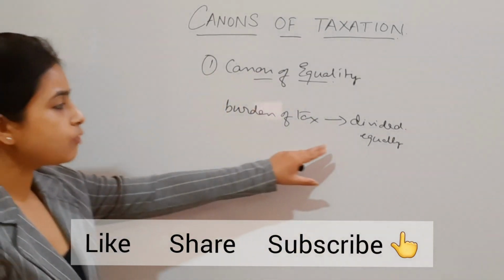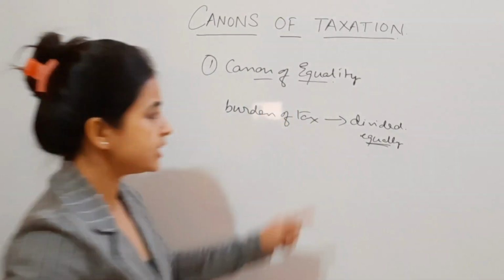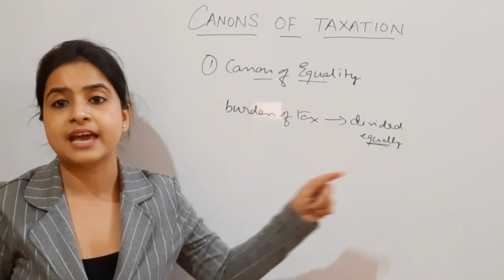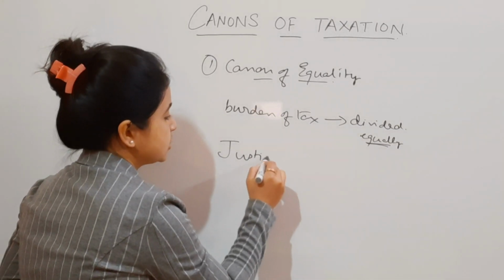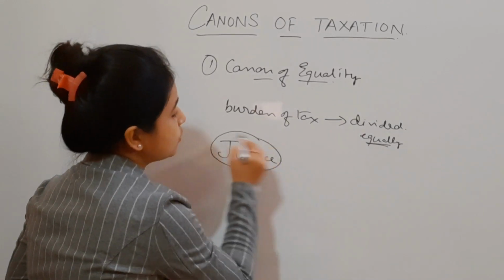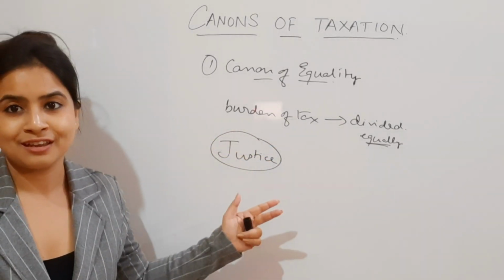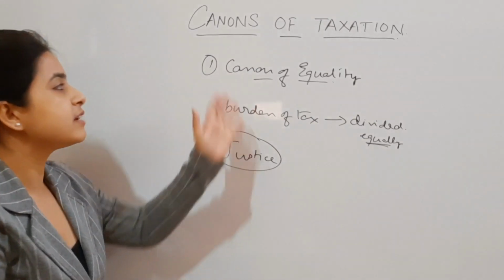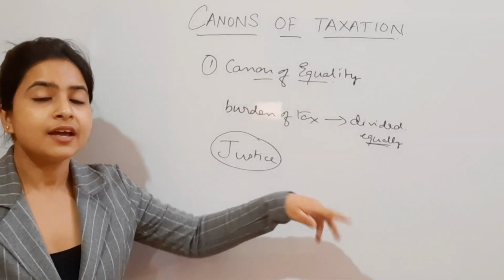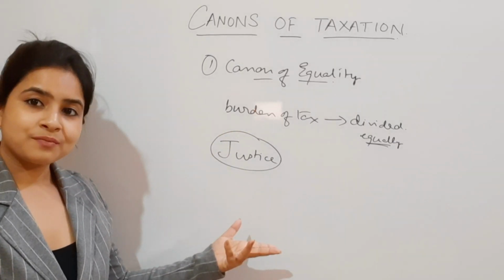Now, we have already discussed this equality part. Whenever the term equality is there, especially in economics, another word comes in, that is justice. So here equality demands justice. Justice is a concept that arises automatically when we are talking about equality.